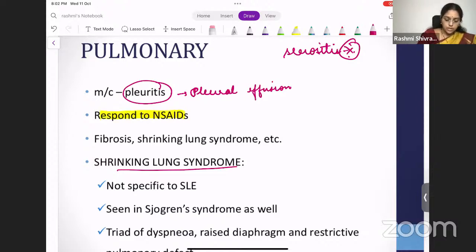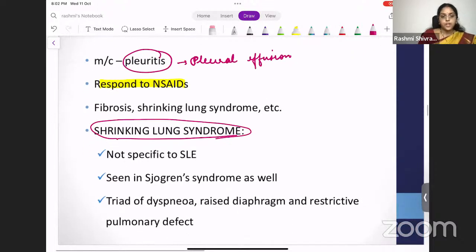There is something called shrinking lung syndrome. Right. What is this shrinking lung syndrome? What happens is, this is not very specific to SLE. This can be seen in other conditions also. But what happens in the shrinking lung syndrome? You will see that the lung volume keeps on decreasing on the X-ray. Right. So on X-ray, this diaphragm will be elevated to this extent. On either side, on one side, any side which is involved.